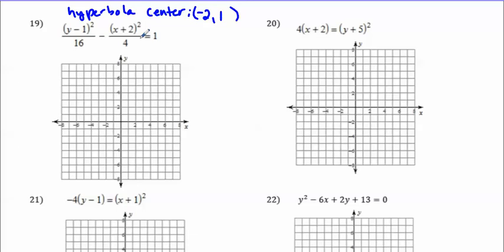All right, so you're going to graph that point, and then we're going to express the denominators as squares. So this is the same as 4 squared, and this is the same as 2 squared. So we're going to go to negative 2, 1. In the x direction, left and right, we're going to go 2. Y direction, up and down, we're going to go 4. And instead of graphing the ellipse here, because it's a hyperbola, we graph a dashed box.